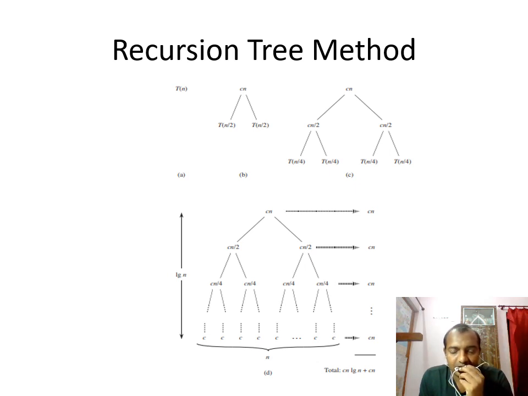So the cost at each level is C of n, and the total number of levels is log n plus 1. So the total cost of the given tree is simply C of n into log n plus 1. So definitely we have C n log n plus C of n. This is the final cost of the given tree.